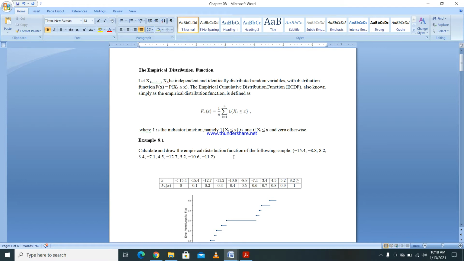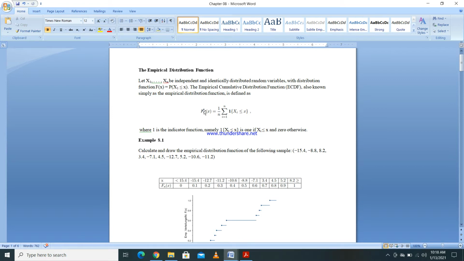Let's say you have n random variables X1 up to Xn, and these random variables are independent and identically distributed. We know we can write down the cumulative distribution function, denoted by F(x), which is the probability that the random variable X1 is less than or equal to some x. When it comes to the empirical cumulative distribution function, also known as the empirical distribution function, it is equal to this formula.